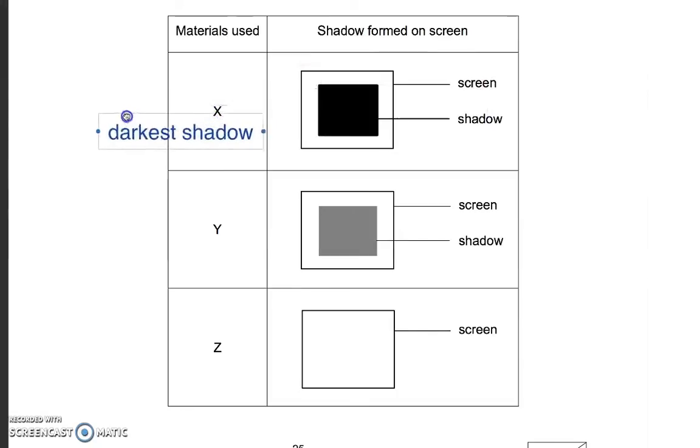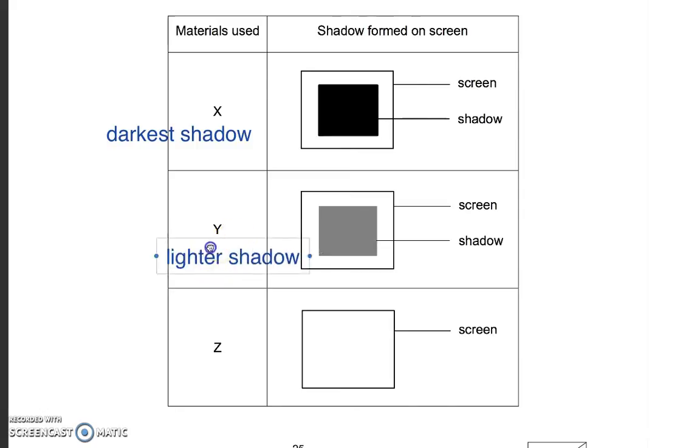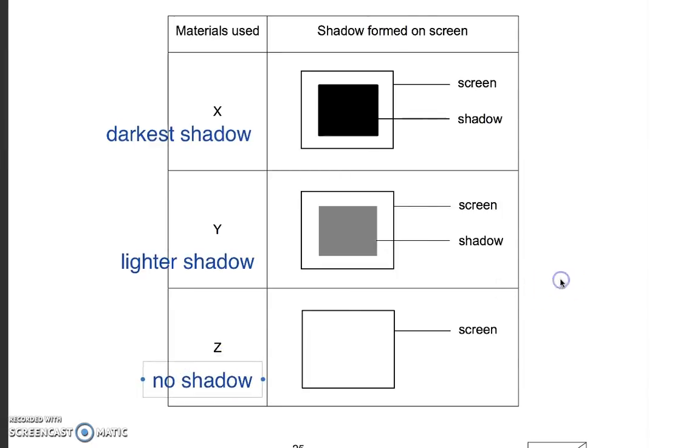Alright, X actually has the darker shadow. Y has a lighter shadow. And for Z, you notice that there is no shadow. So based on the shadows, we can actually conclude what kind of object it is, or what kind of material, the property of the material X, Y, and Z. So in order to form the darker shadow, X actually does not allow light to pass through, or in other words, it is actually opaque.